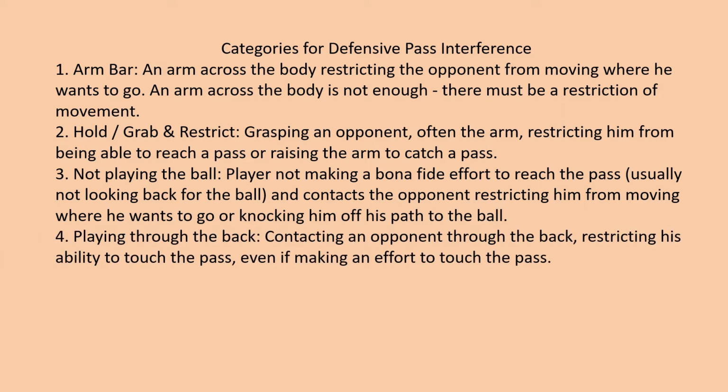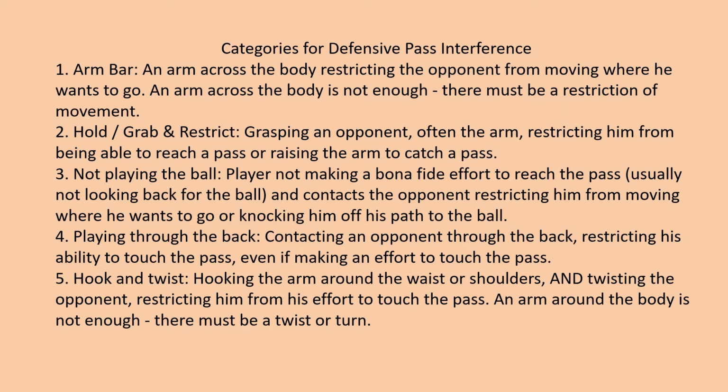Next category is playing through the back. Now, this is typically where the receiver is coming across the middle and the defender is behind him. The defender will try to get to the ball by reaching over the player, over the receiver, and typically he gets there early, slaps the ball down, and that is pass interference if he gets there early.